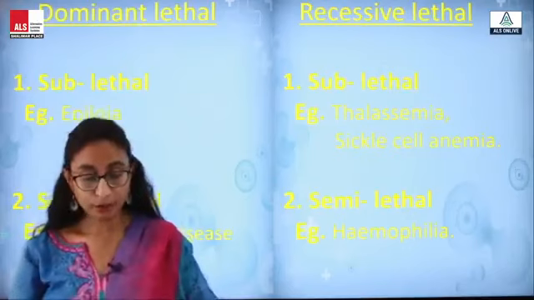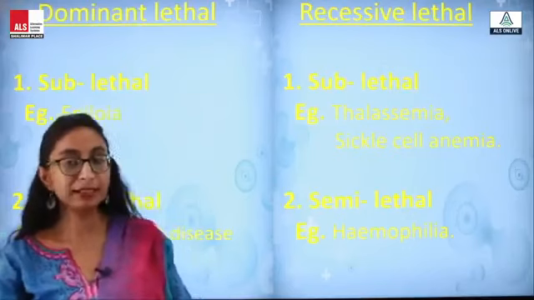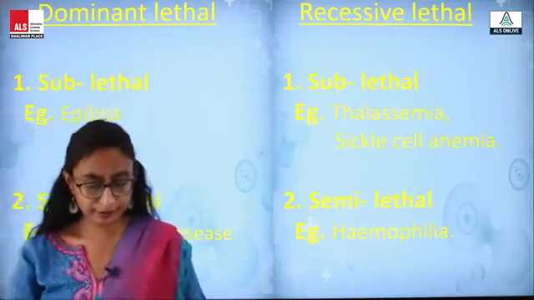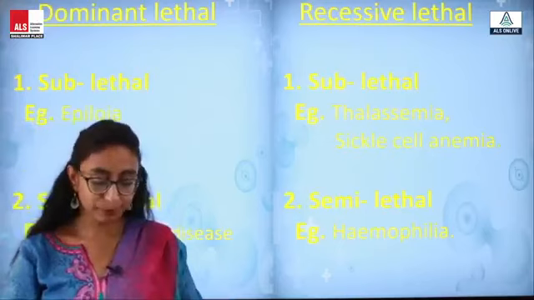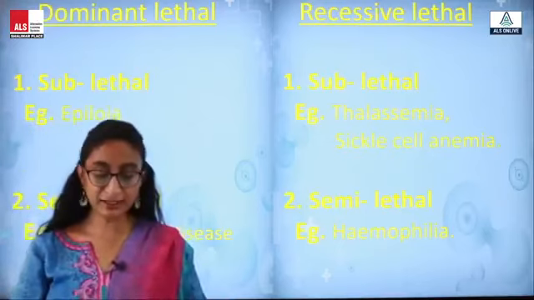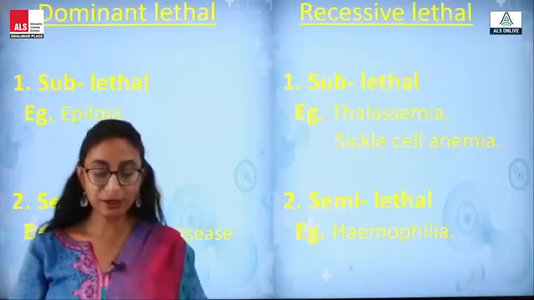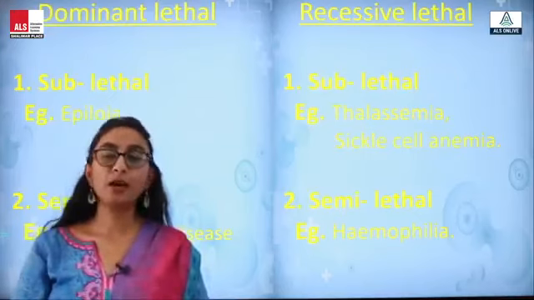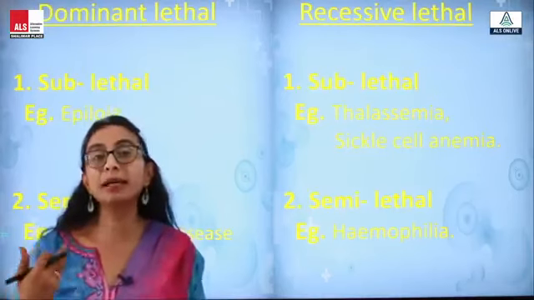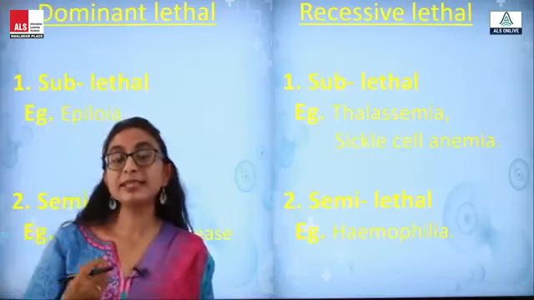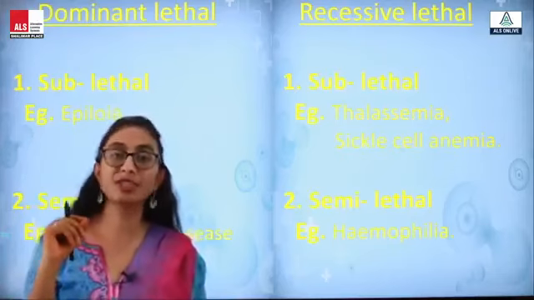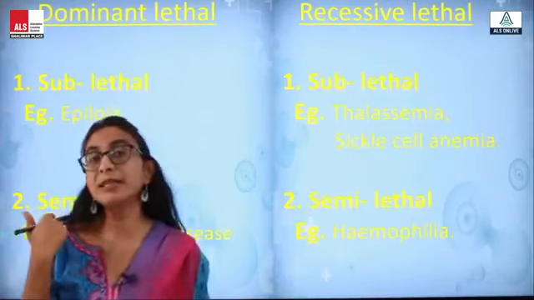Under dominant lethal, again we have sublethal and semi-lethal. The sublethal example is epiloia. In this condition, there are multiple skin tumors and death is caused in early infancy itself, and the gene always arises by fresh mutations. So what do we mean by sublethal? Sublethal means the lethal genes which kill their possessor at the infant or childhood stage itself. And what do you mean by semi-lethal?